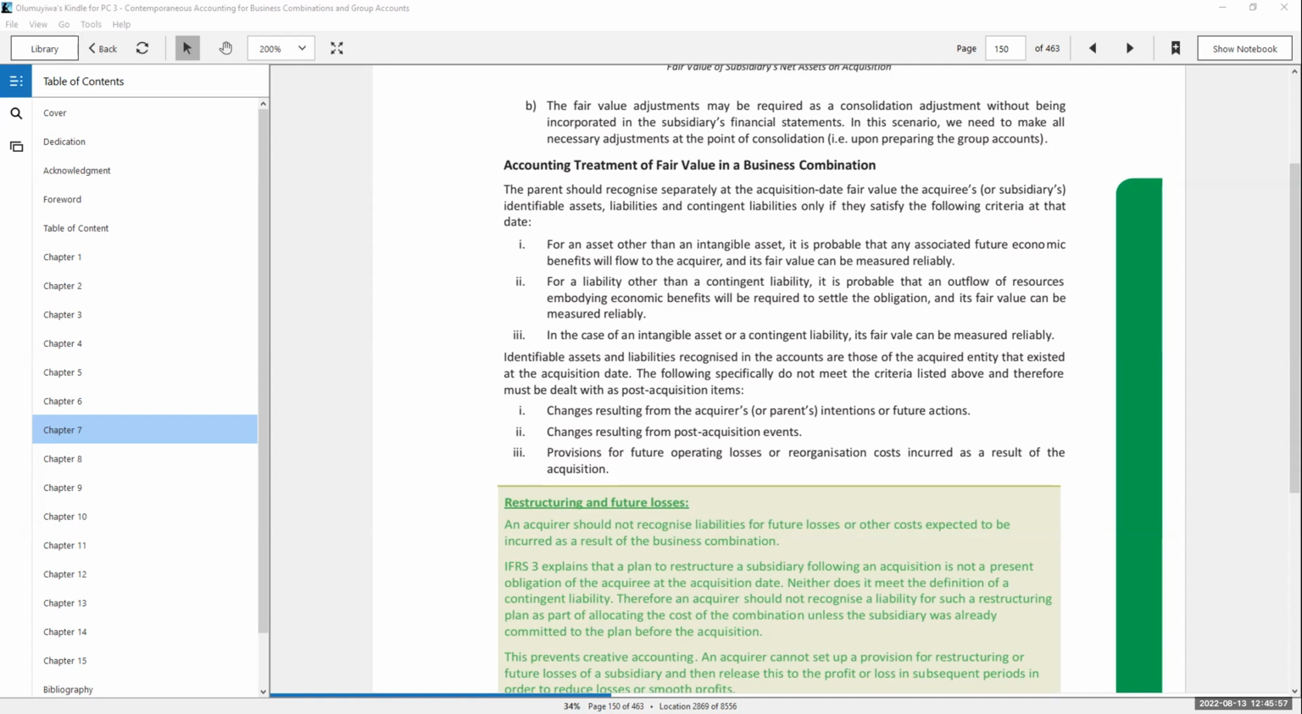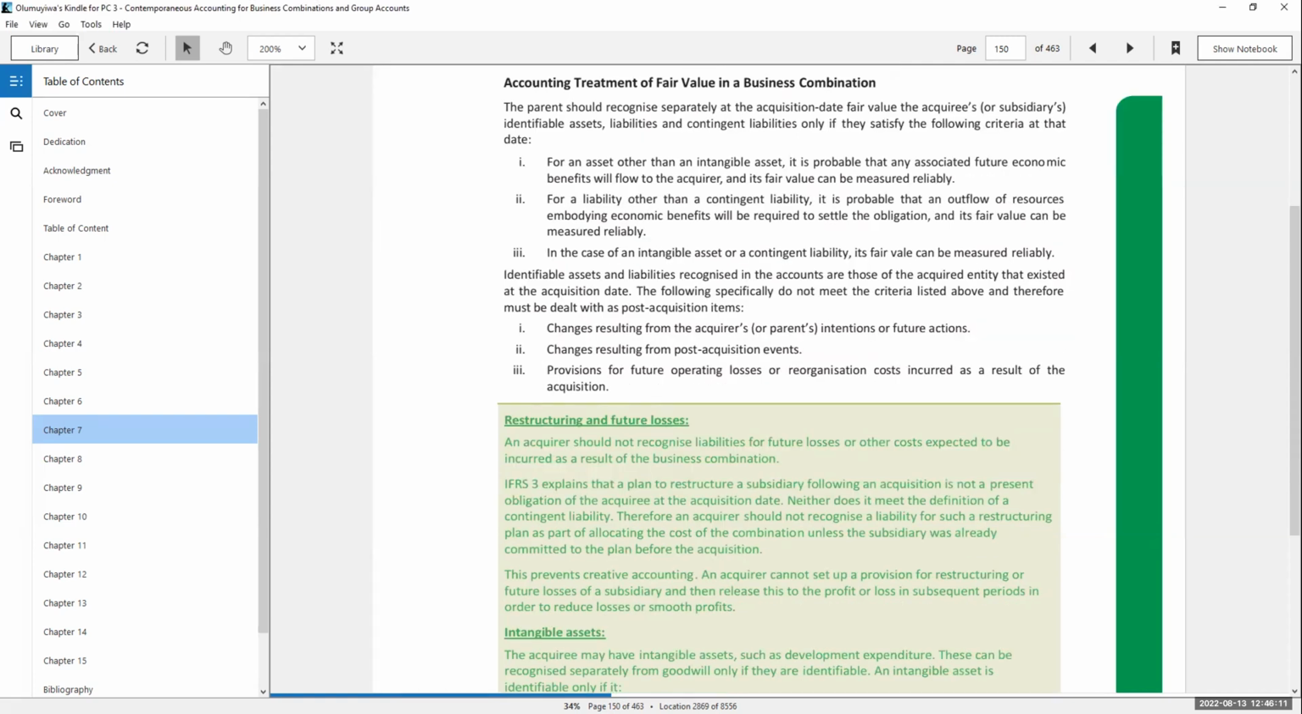The parent should recognize separately, at the acquisition date fair value, the acquiree's or subsidiary's identifiable assets, liabilities and contingent liabilities only if they satisfy the following criteria at the date. 1, for an asset other than an intangible asset, it is probable that an associated future economic benefit will flow to the acquirer and its fair value can be measured reliably. 2, for a liability other than a contingent liability, it is probable that an outflow of resources embodying economic benefit will be required to settle the obligation and its fair value can be measured reliably. 3, in the case of an intangible asset or a contingent liability, its fair value can be measured reliably.